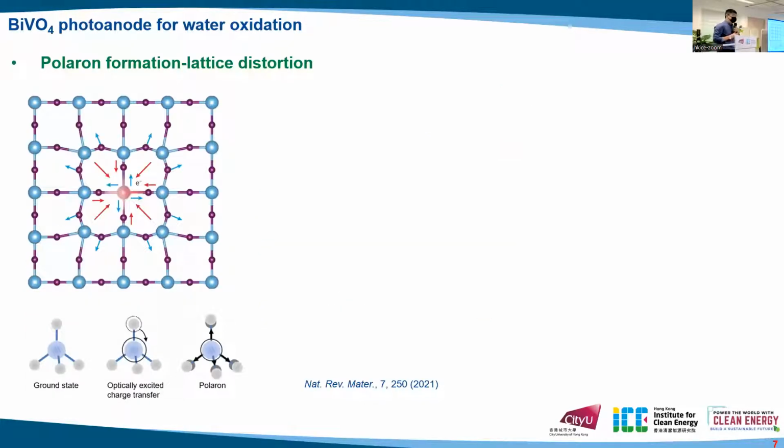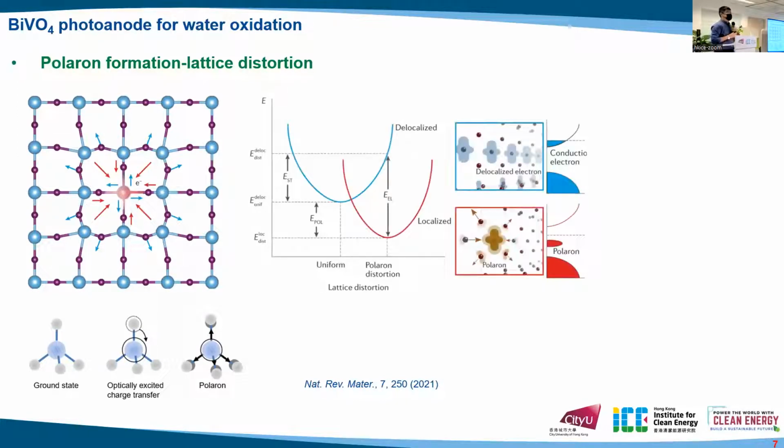Small polaron is caused by the lattice-phonon interaction. When we shine the light on the bismuth vanadate, it can induce one electron. And such electron can be confined within one lattice unit, causing lattice expansion and forming a small polaron. The formed small polaron is generally regarded as a localized band state, which requires thermal energy to re-excite the confined electron back to the delocalized band states and move forward.